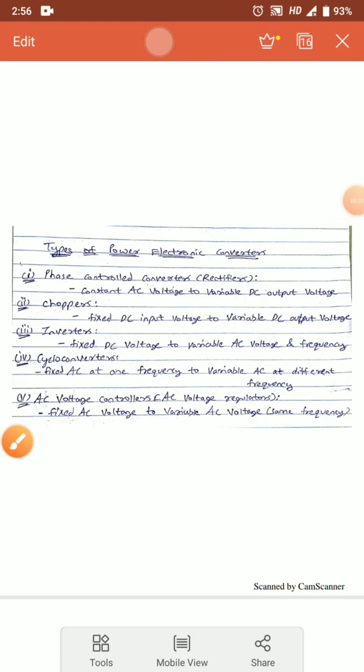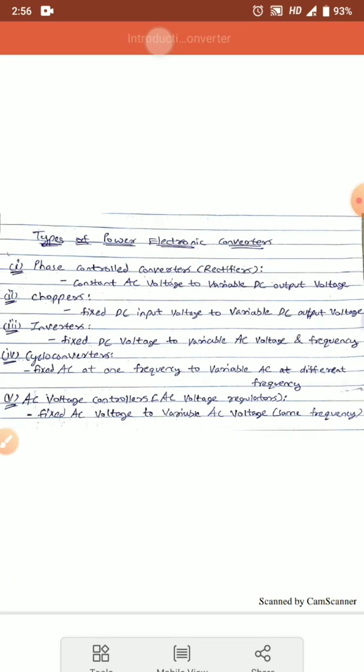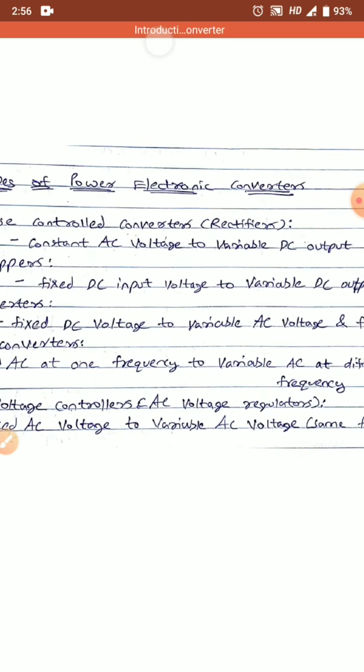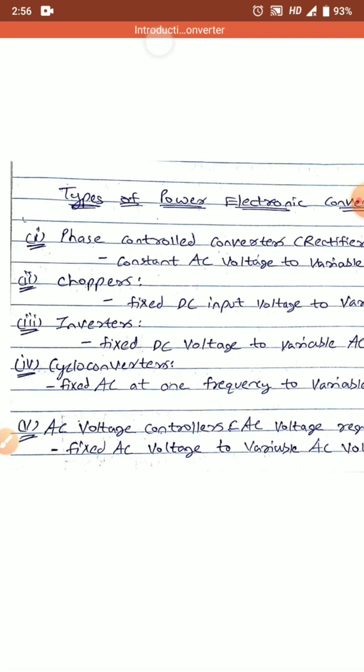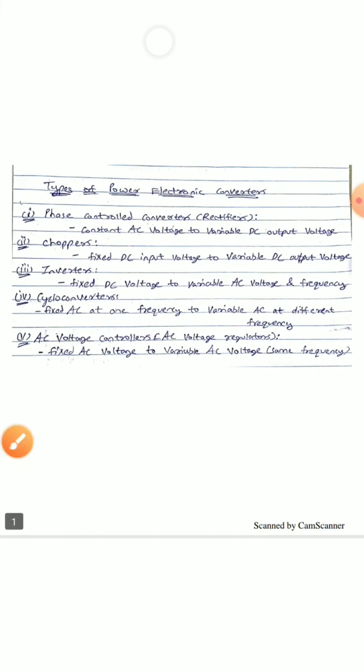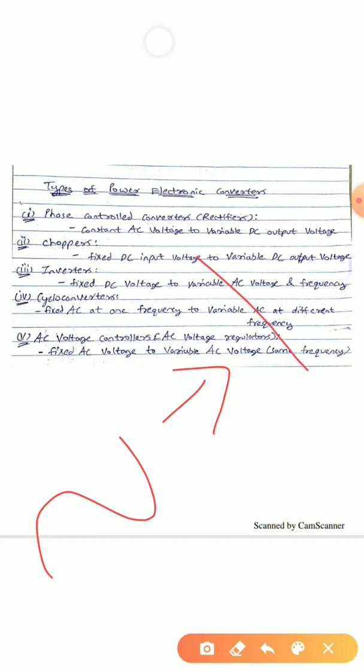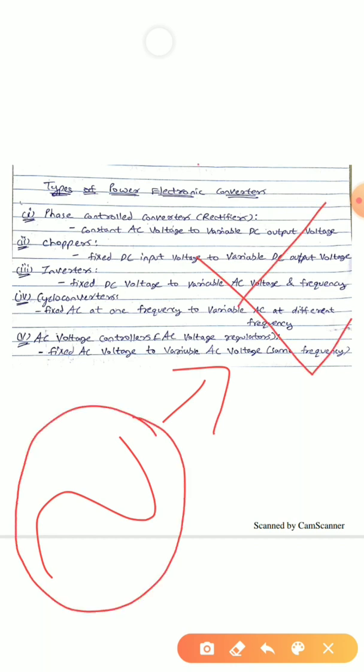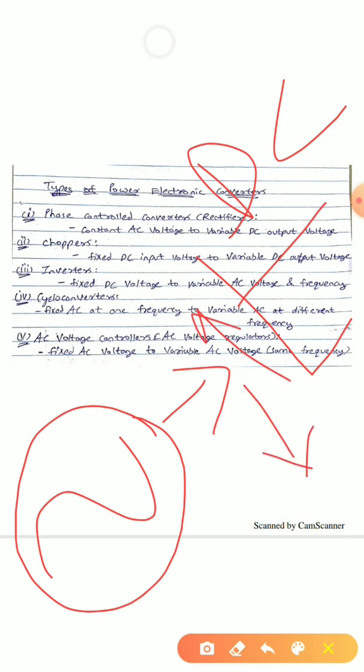We have different types of power electronic circuits. All the power electronic circuits we call converters. Now these converters can be classified into 5 types. The first type is called phase controlled converters, or they are also called rectifiers. It does nothing but convert an AC quantity into a DC quantity. Here the AC quantity is a constant quantity, while the output DC that we are getting can be a variable quantity.